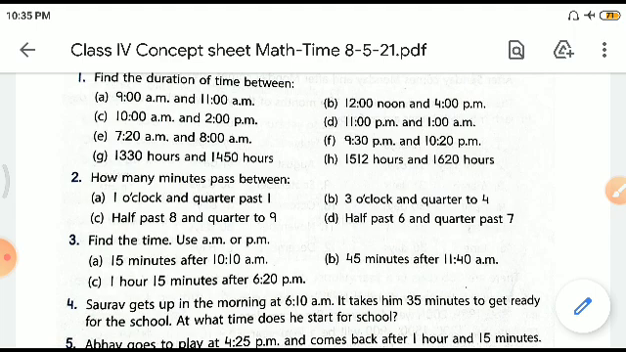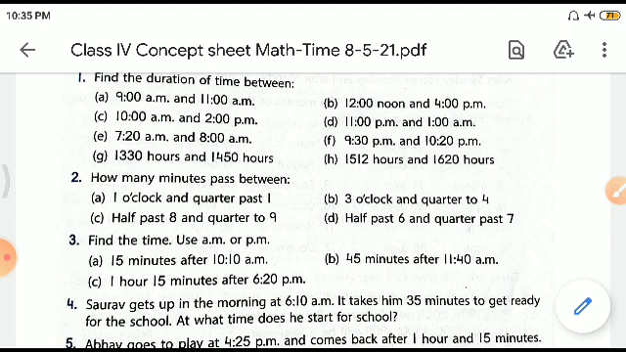You will be subtracting. See, G and H, the time has already been converted, where both are PM or both are AM. You just need to simply subtract the time. If one is in PM and the other is in AM, then you will be converting the PM into 24 hours. You will be adding 12 to the PM time and then subtracting it.